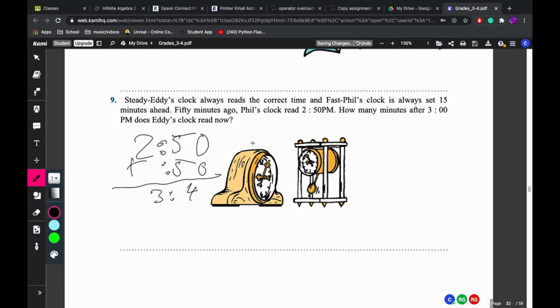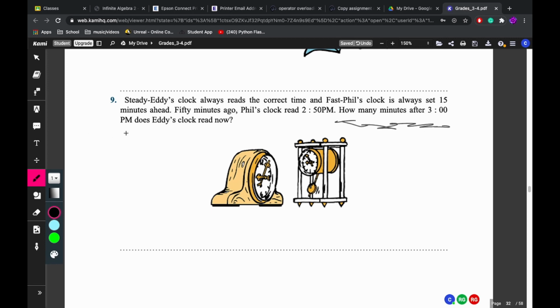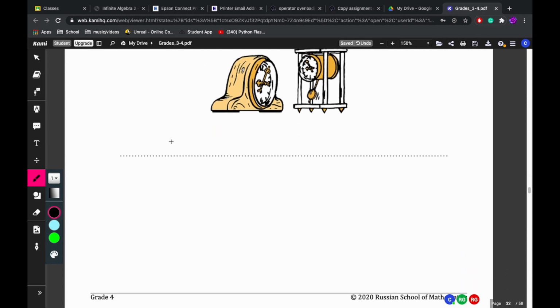Well, isn't it 3:25? Well, no, it's not 3:25, because it says how many minutes after 3 o'clock p.m. does Eddie's clock, which is the right time's clock, read now. And we just calculated the right time clock, and that was over 3 o'clock. And how much was it over 3 o'clock? 25 minutes. So 25 would be your answer.